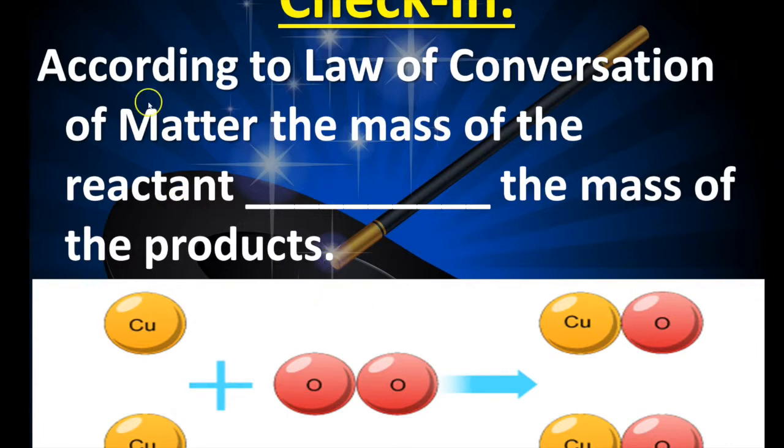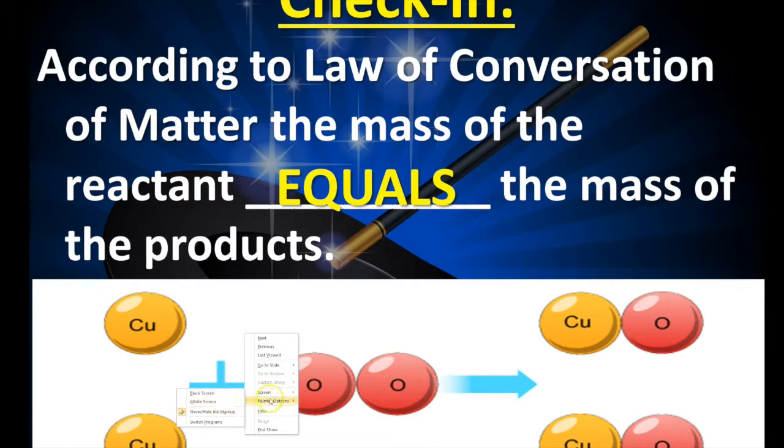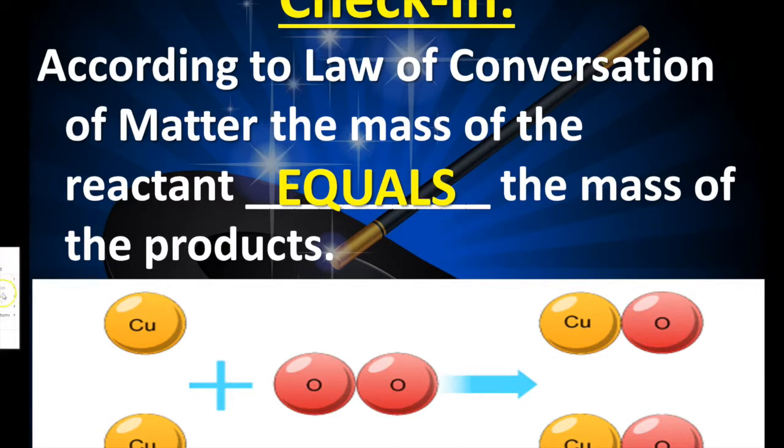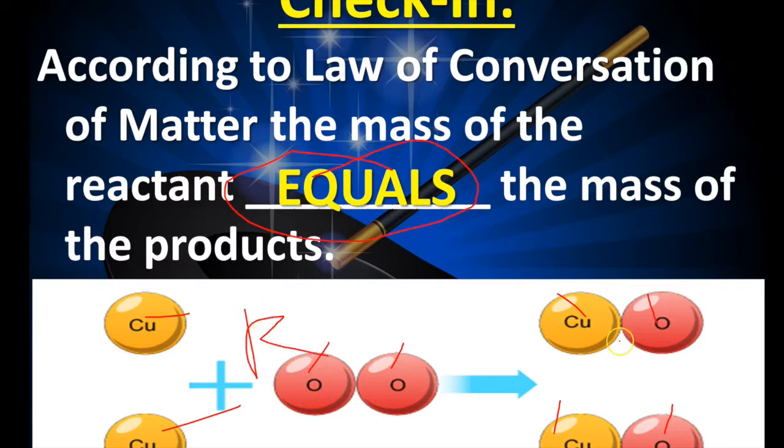Got the answer? Okay, so we know, and simply this picture states it, that according to the law of conservation of mass, the mass of the reactants must equal the mass of the products. So again, if we start off with 2 copper atoms, then we're going to end up in our product side with 2 copper atoms. If our reactant side has 2 oxygen atoms, we're going to end up with 2 oxygen atoms. So in general, the mass of the reactants and the products are always equal.